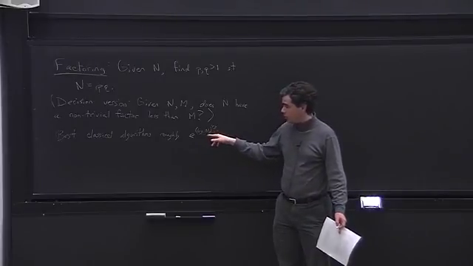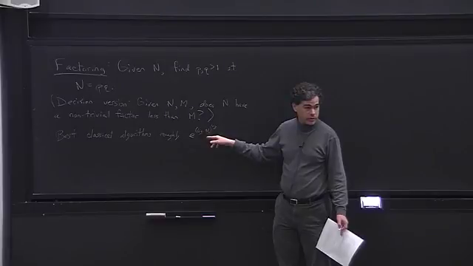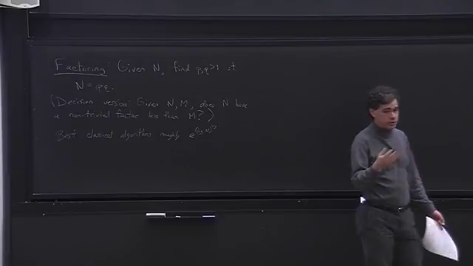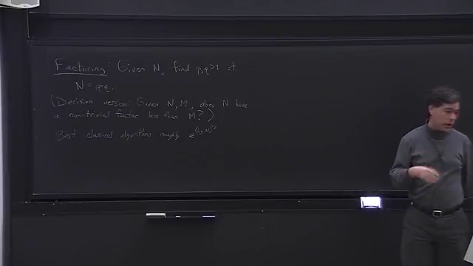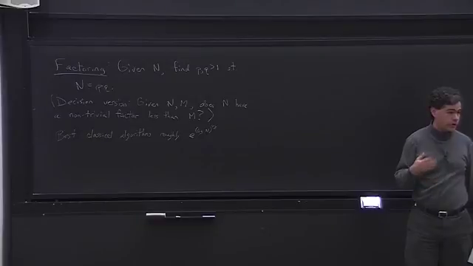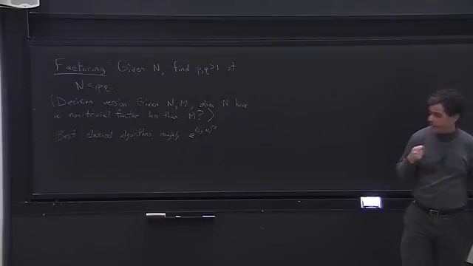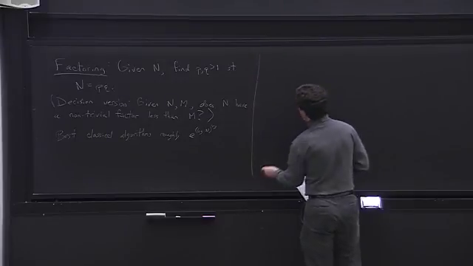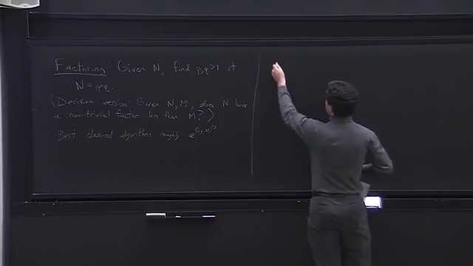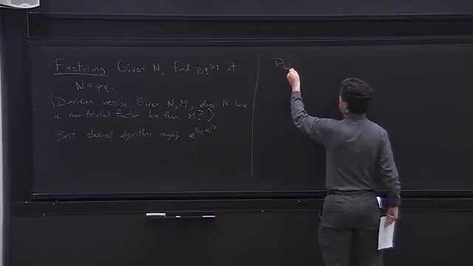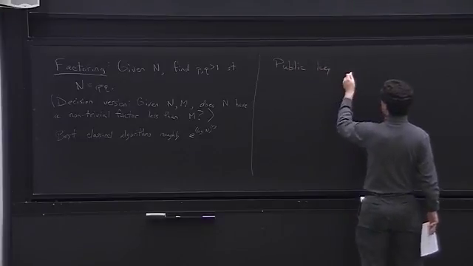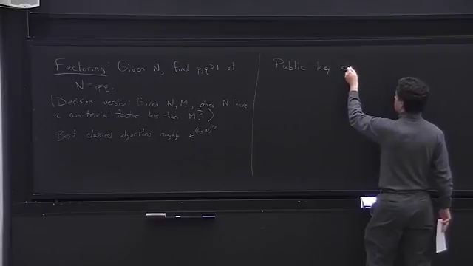And in fact, a lot of people have worked pretty hard on trying to find such an algorithm, because it turns out that if you can factor large numbers, you can break a widely used cryptographic system called RSA. So what is RSA? RSA is an example of a public key crypto system. So let me first explain what a public key system is.